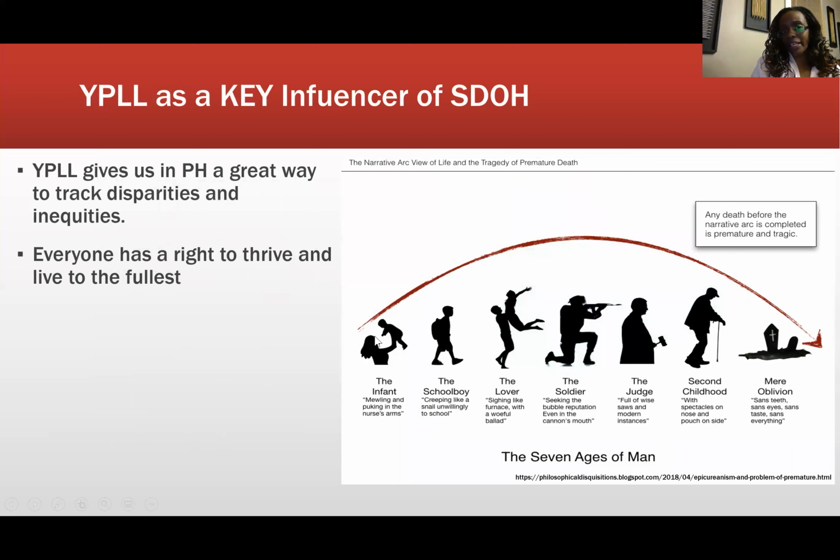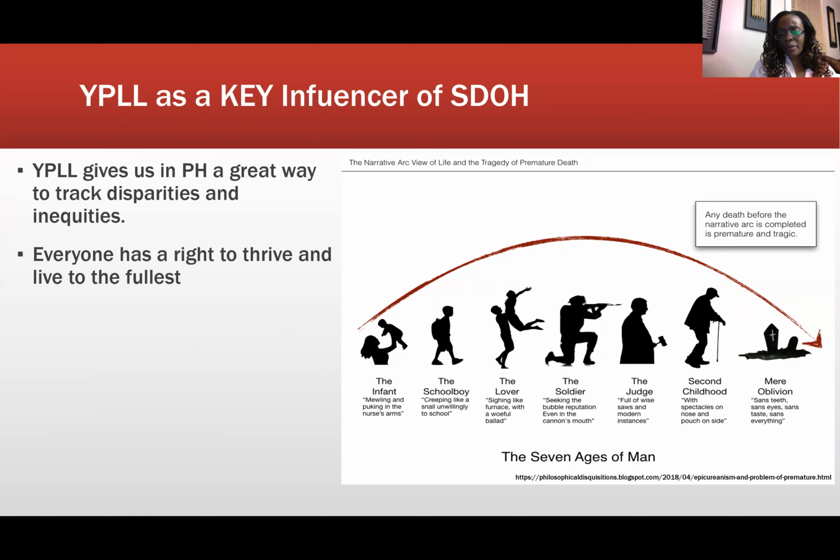So YPLL again is a key influencer of social determinants of health. It gives us in public health a great way to track disparities and inequities, because remember, health equity, everybody has a right to thrive and to live to their fullest. I love this article. It's a philosophical diagram of the 7 ages of man. Death is only a tragedy if it happens before that cycle is complete. So a life is complete if it passes through all those circles. And when premature death happens, then that's a tragedy.